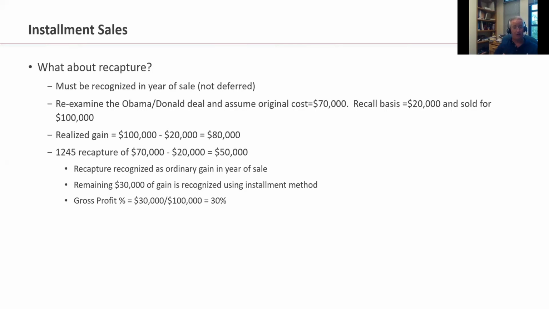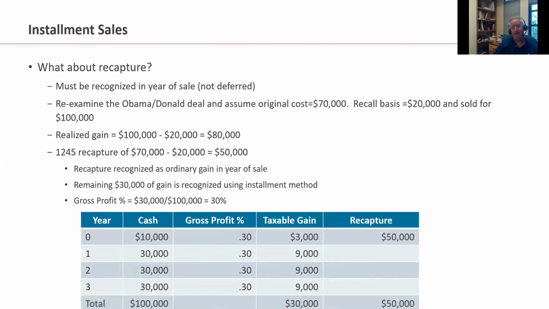The remaining $30,000 I can defer using the installment method, which means my gross profit percentage is the $30,000 of gain to recognize under the installment method divided by $100,000. Now it's only 30%. I'd plug that into my calculation and I'd get the same gain recognition amount. So look at how the total gain is still the same.